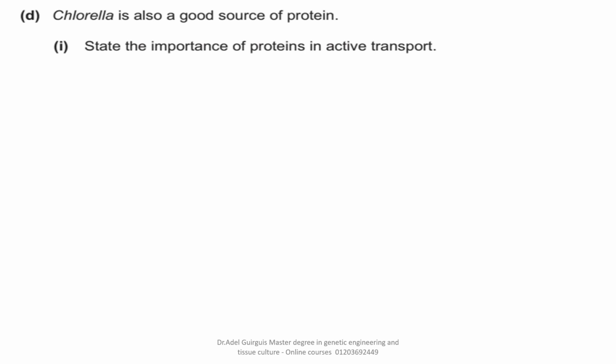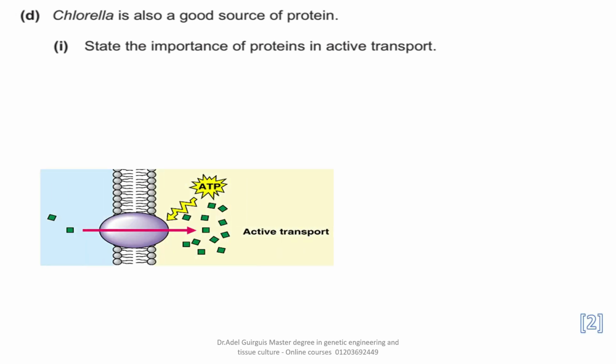Letter D, chlorella is a good source of protein. State the importance of proteins in active transport. Here, this figure shows the active transport of certain molecules. Active transport means movement of particles from an area of low concentration to an area of high concentration, against the concentration gradient, using energy. So here, what's the importance of protein?